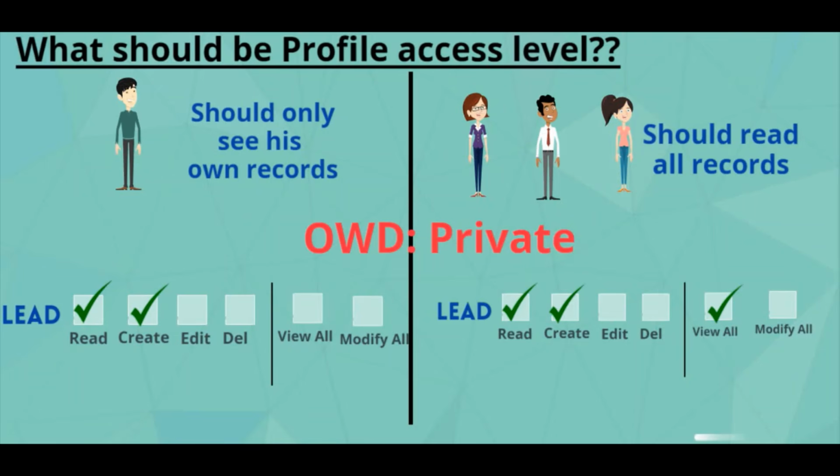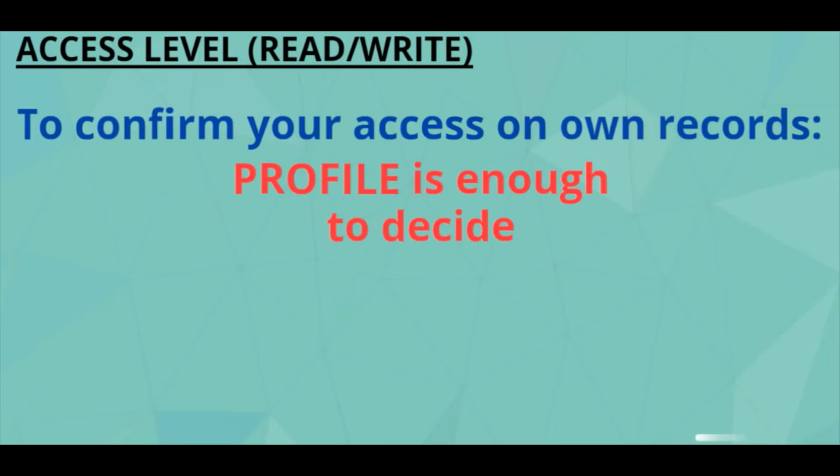As soon as OWD is set to private, user 1 will not have access to the records that are owned by others. In the same way, the other 3 users in the second set will also not have access to other records. Now profile will come into the picture. For the first user we'll create one profile by giving access to the lead object with read and create, so that he can create the record and can read the records. Now for the second set of 3 users, we'll create another profile with read and create options. Along with that, we will also give view all, by which they will have access to all the records in read only mode.